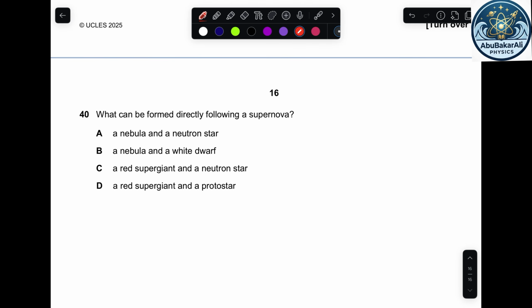What can be formed directly following a supernova? After a supernova, a nebula and a neutron star. Yes, this can be correct.